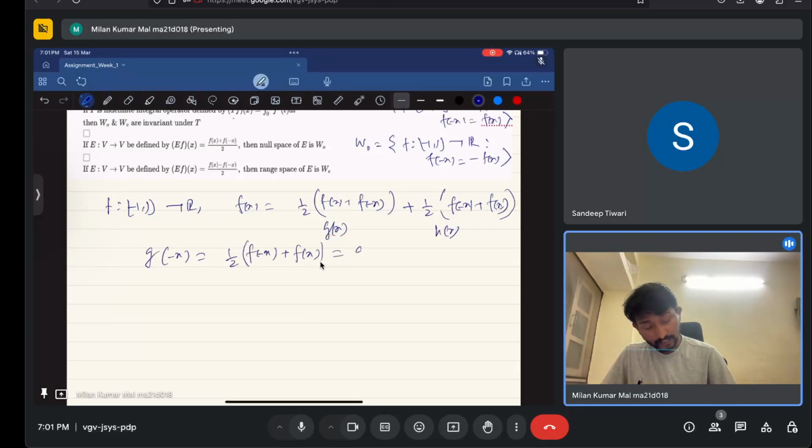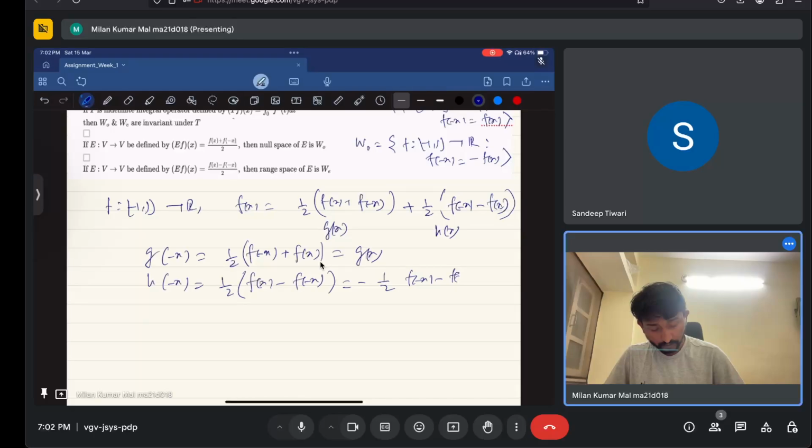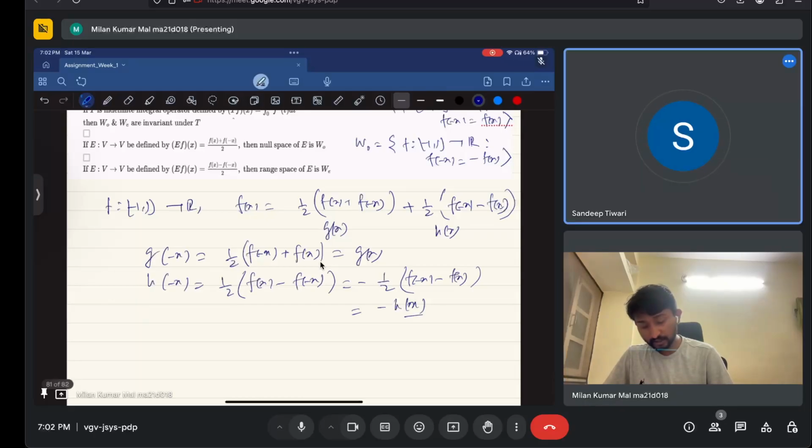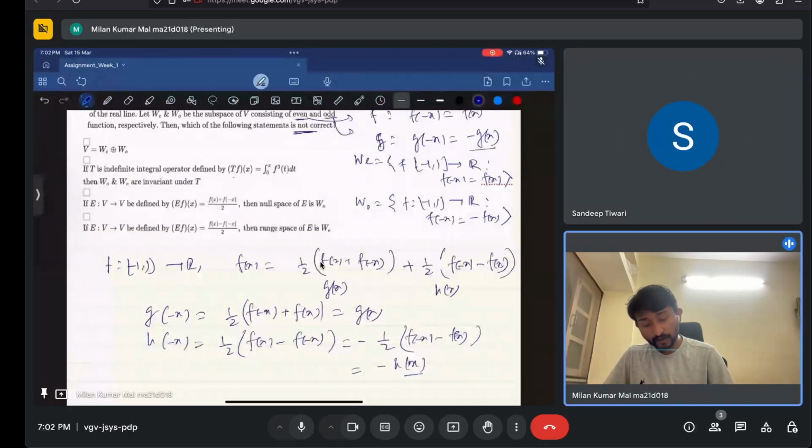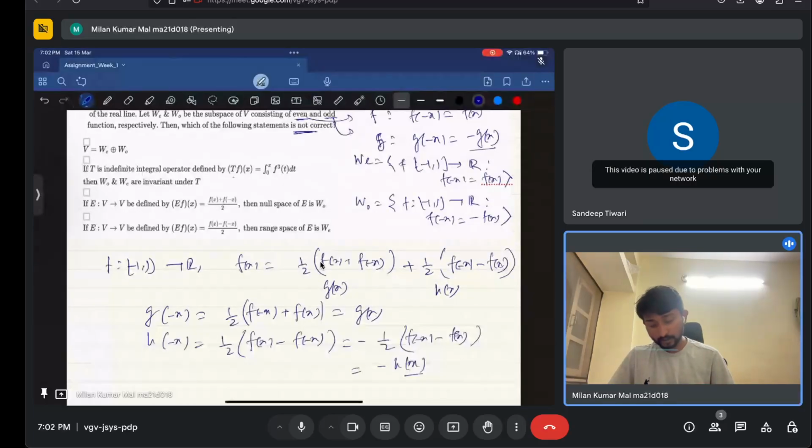So this is again g(x). And if one writes h(-x), that equals 1/2 [f(x) - f(-x)]. Taking the minus common, it is again h(x): f(-x) minus f(x), so this equals minus h(x). So this way one can write it. This is always correct, so this is not the option, because you have to find the incorrect option.